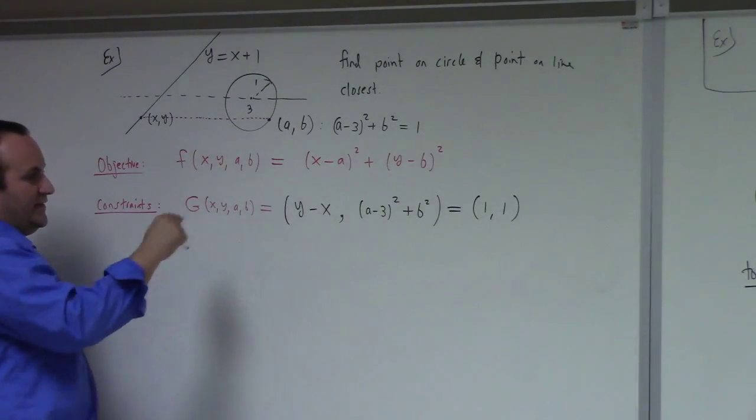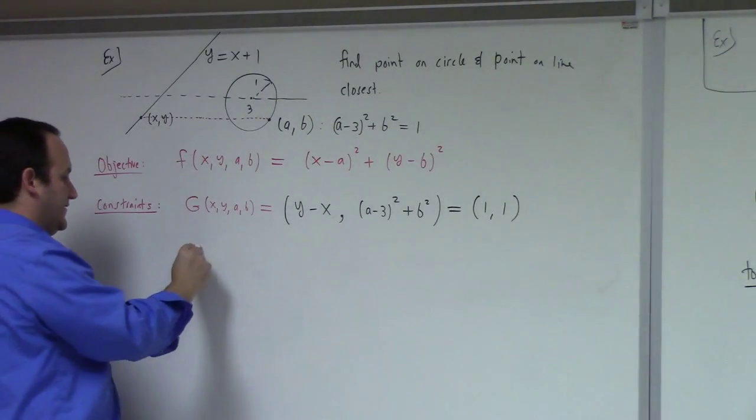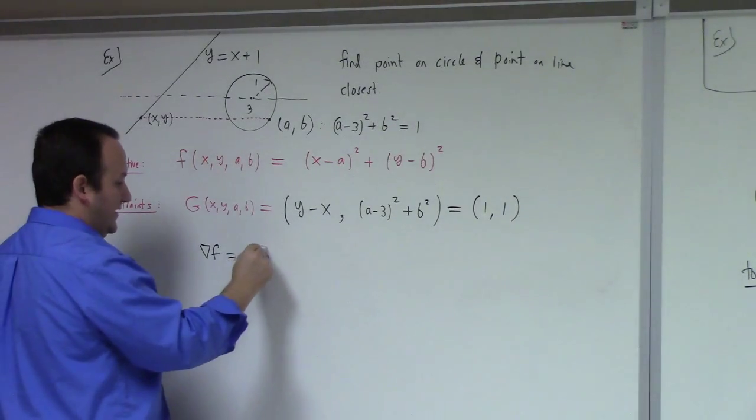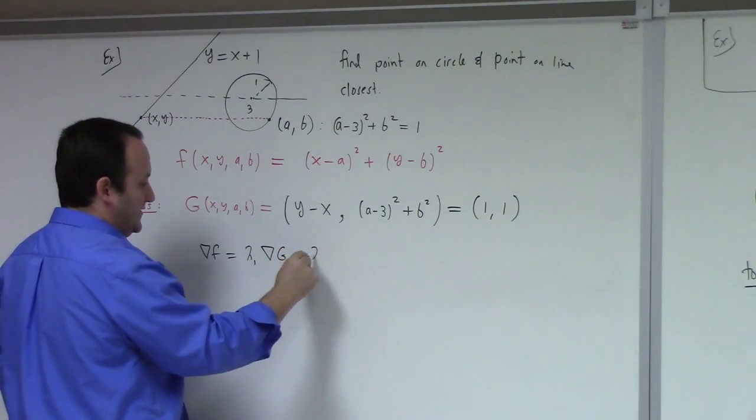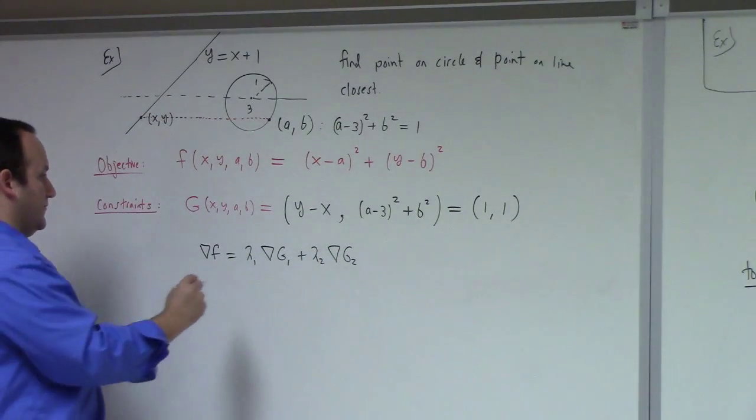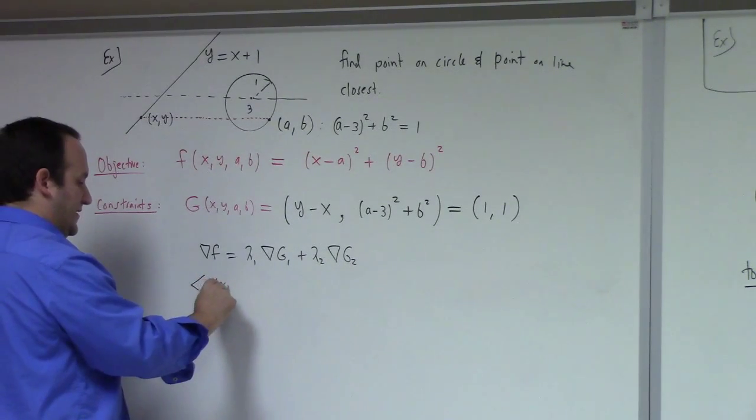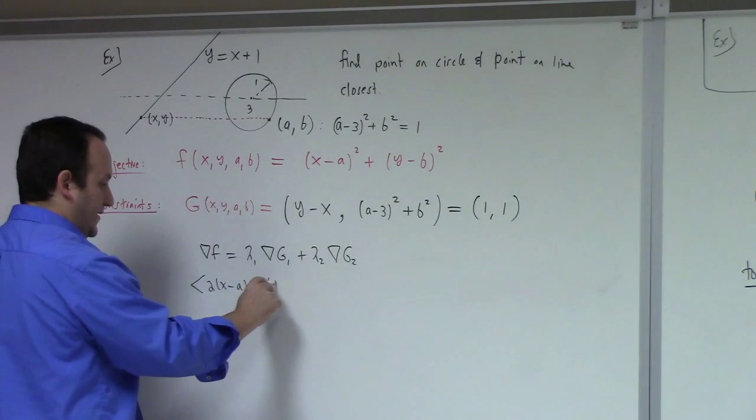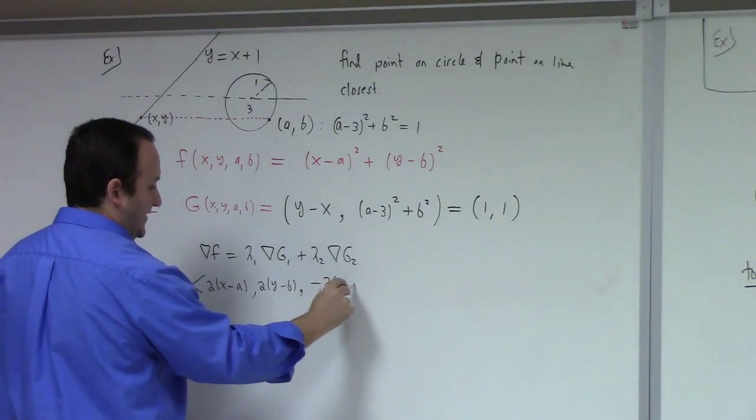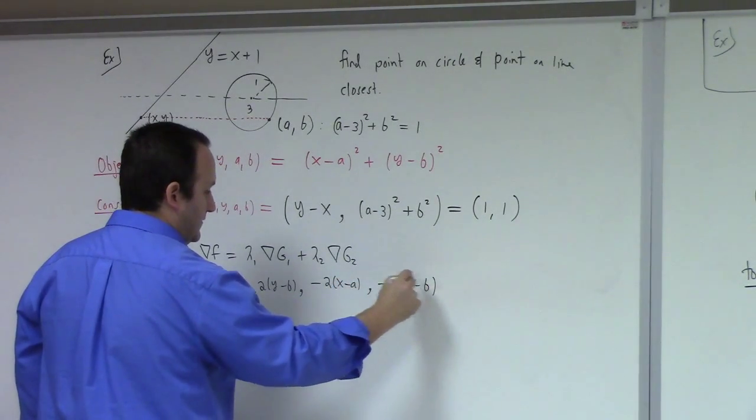Adaptability. Okay, so down here, this is like G1, this is like G2, right? And so we want to solve the gradient of f equal to lambda 1 times the gradient of G1 plus lambda 2 times the gradient of G2 in this case. So what is that? That is 2 times x minus a, 2 times y minus b, equals lambda 1 times minus 2 times x minus a, comma, minus 2 times y minus b. Now what have I done?